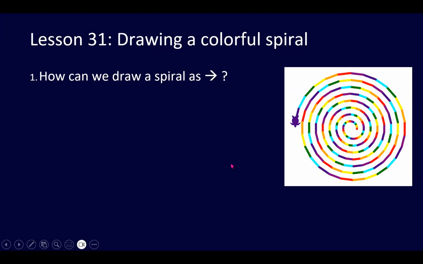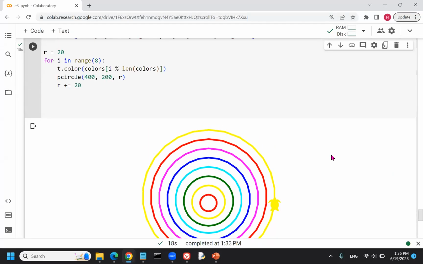Stop the video and think about it, and try yourself to draw this one all in blue. Okay, were you able to do it? Define a half p circle. Actually, the trick is to draw a half circle, increase the radius a little, draw a half circle, increase again, and so on, drawing half by half. That's the trick.